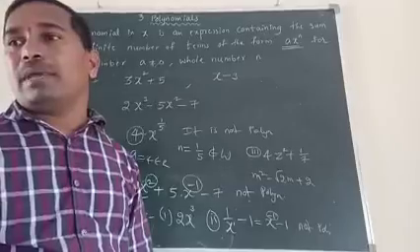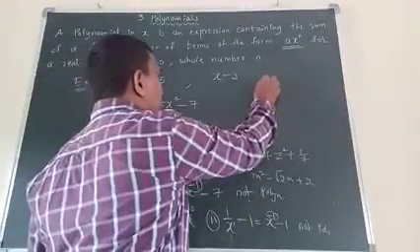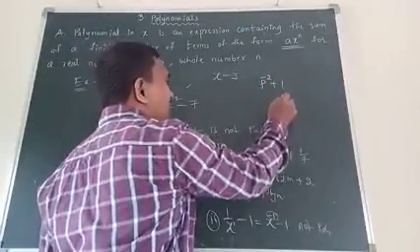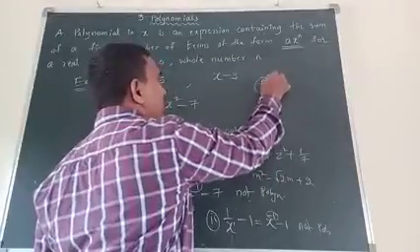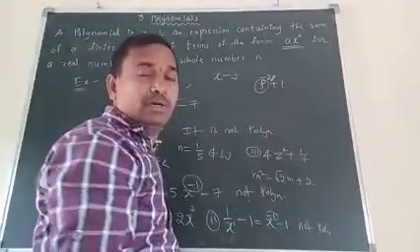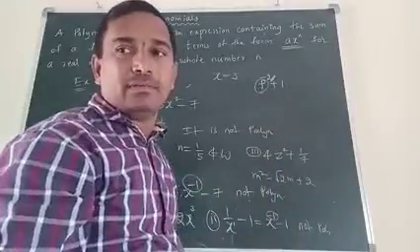Fifth one, p power minus 2 plus 1. What is the variable here? p. p power minus 2. It is not a whole number. So, it is not a polynomial.